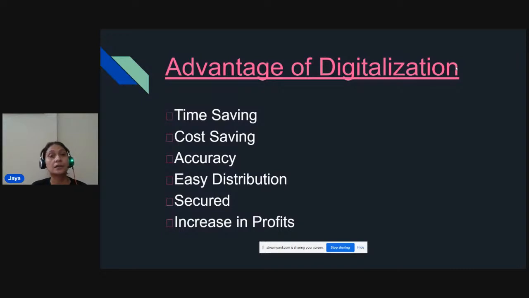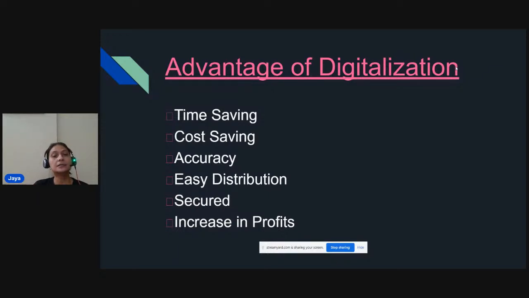When we are talking about the advantages of digitalization, the points come hand in hand. It is time saving, it's cost saving. When I say time saving, whether you are sitting in an office, in a cafe, or at home, if you want to search or purchase some product, you can just search it online, find the best deals, and compare. In that manner, there is cost saving. You're not traveling from one place to another in search of that particular brand. The accuracy goes hand in hand.